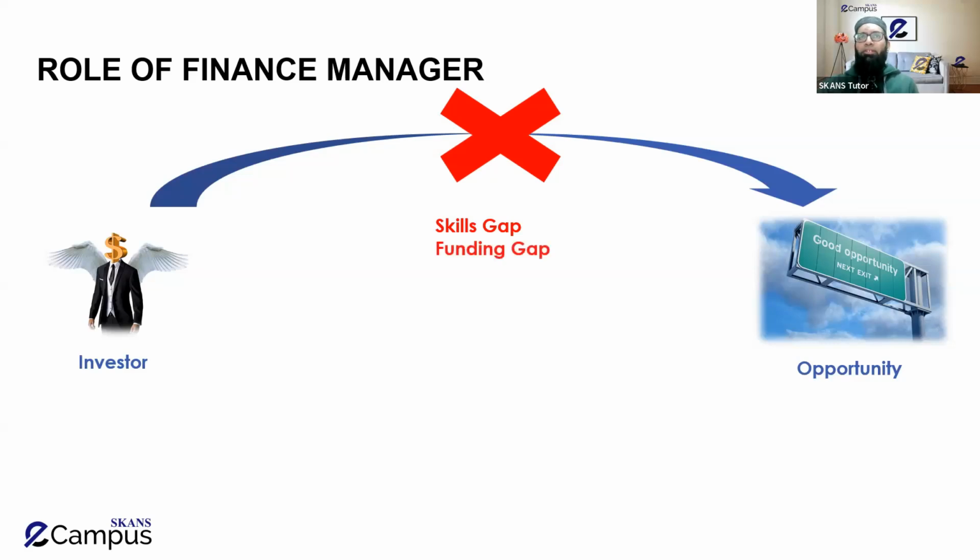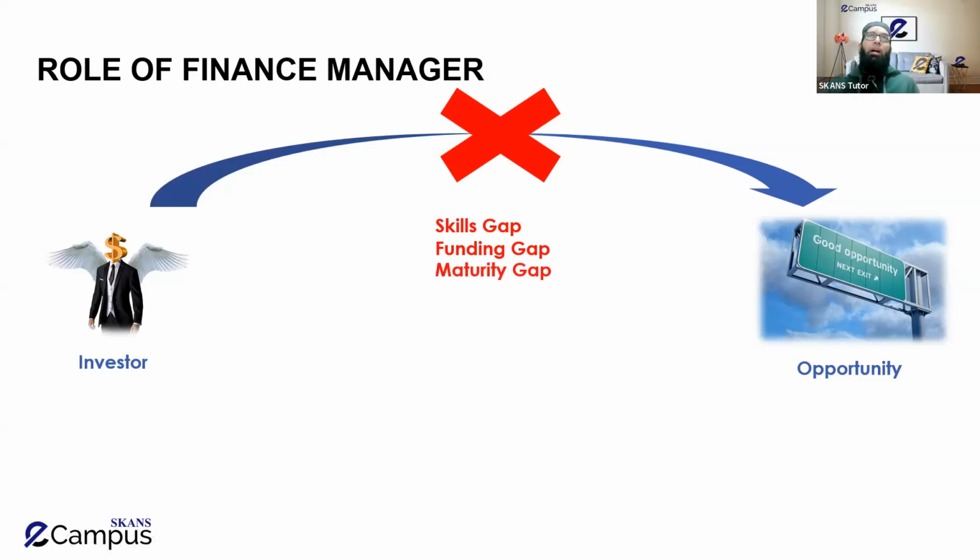Also, there could be chances that the investor may not have sufficient funds to open a restaurant. For example, an investor may have $20 million, but for the opportunity, they would be requiring $30 million. So there is a gap of $10 million. We call it funding gap, where the amount of finance is not completely available.